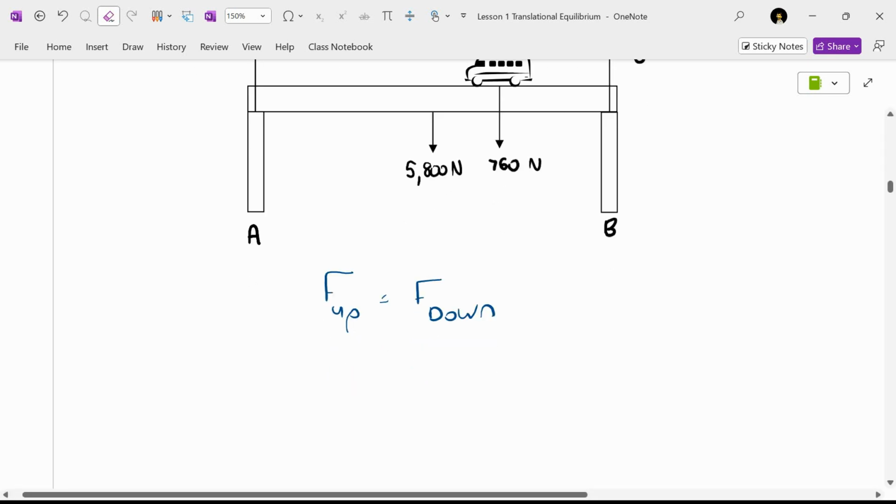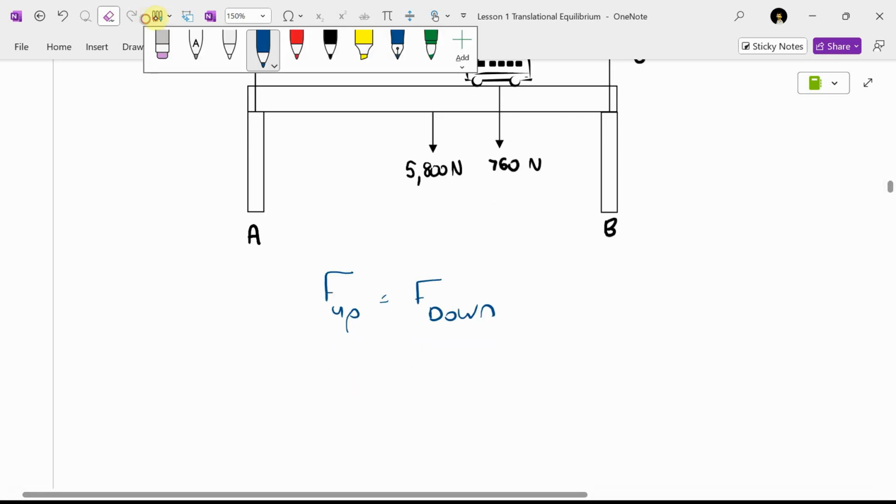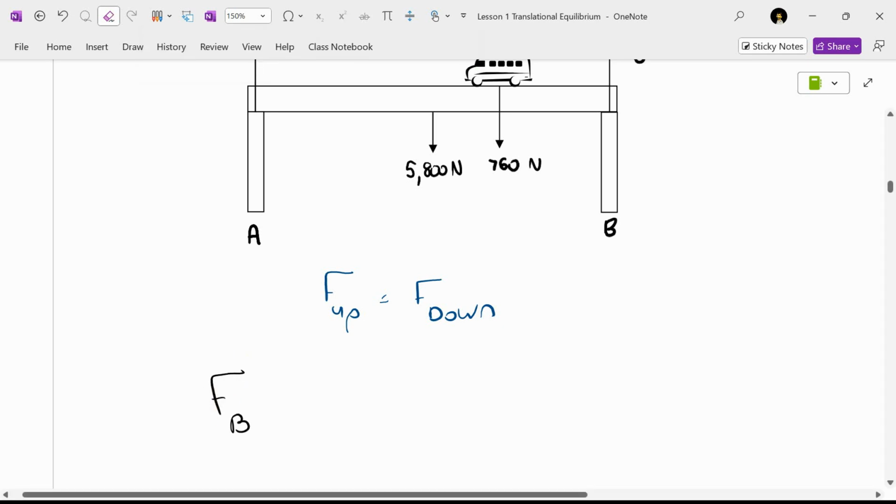Caden, what forces are pointing up? More specific for FA. Has to equal what forces are pointing down? More specific. Pointing down. FA is not pointing down. Pointing down. Two numbers. Read them to me. Yep.